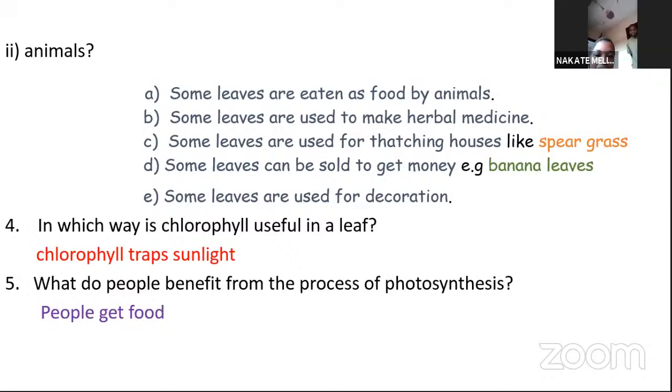Takali, Stefan. An example of a leaf which is eaten by animals. Unmute and talk to us, Takali. Yes, teacher. Talk to us. Give us an example of leaves eaten by animals.